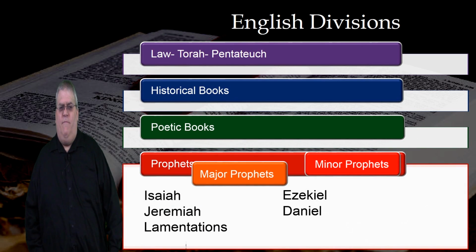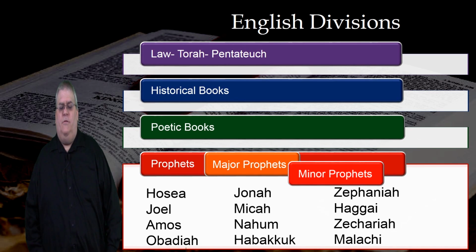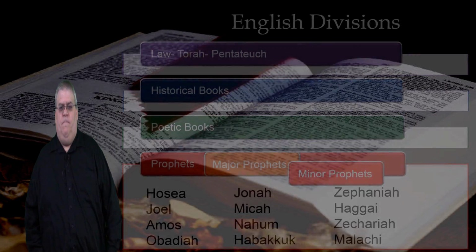The major prophets are Isaiah, Jeremiah, Lamentations, Ezekiel, and Daniel. And the minor prophets are Hosea, Joel, Amos, Obadiah, Jonah, Micah, Nahum, Habakkuk, Zephaniah, Haggai, Zechariah, and Malachi. These are all the books of the Old Testament in their respective divisions.